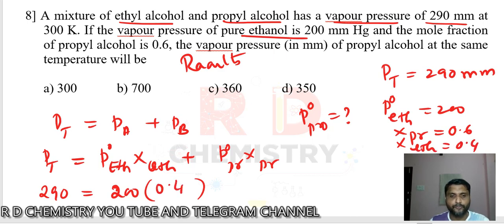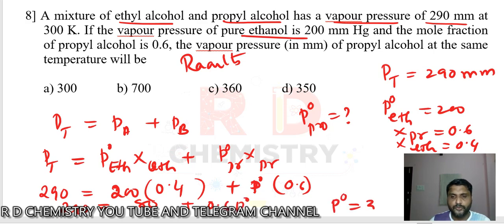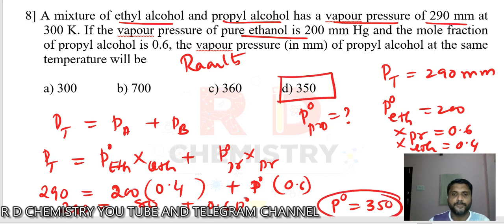So this is 0.4, plus P naught of the propyl alcohol, which you have to calculate. Let it be P naught itself, with mole fraction of the propyl alcohol equal to 0.6. So 290 is equal to 200 into 0.4, which is 80, plus 0.6 P naught. When you calculate this, P naught comes to be 350 mm of mercury. Clear? So therefore the answer is option D, right?